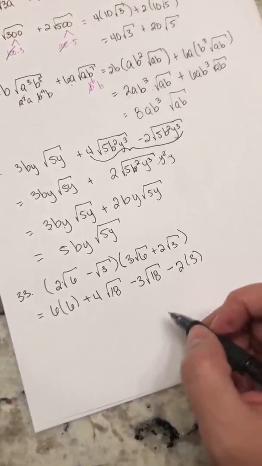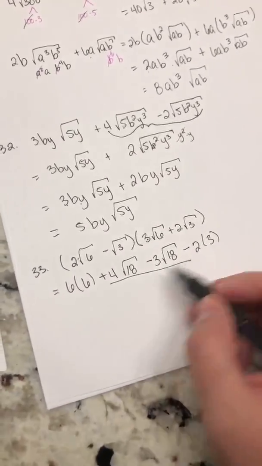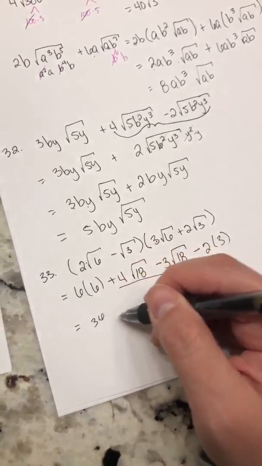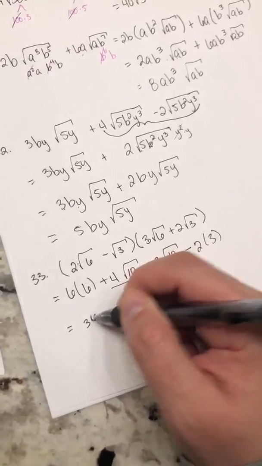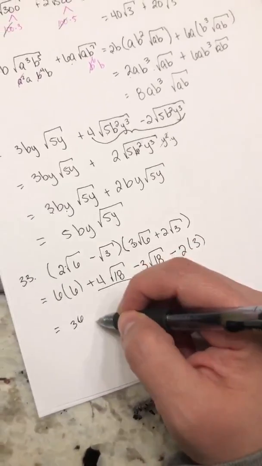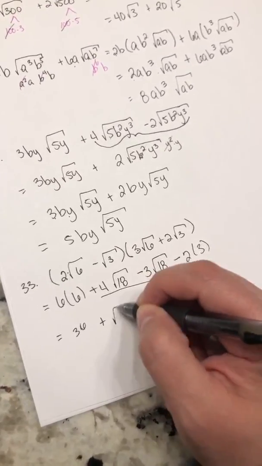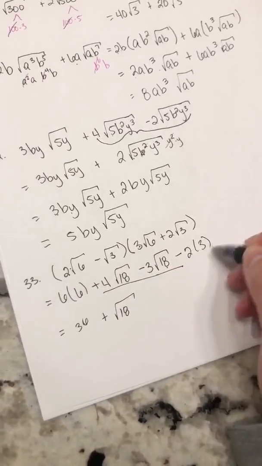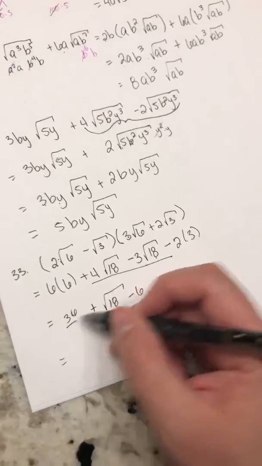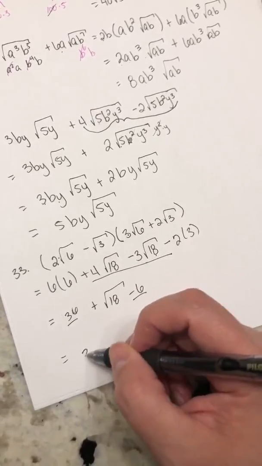Then you can combine like terms. So I can combine these. I've got 6 times 6 is 36. Oops, 36, not very good at 6, but anyways. 4 square root of 18 minus 3 square root of 18 is just 1 square root of 18. And then 2 times 3 is 6. And then I can finish simplifying. I've got 36 minus 6 is 30.